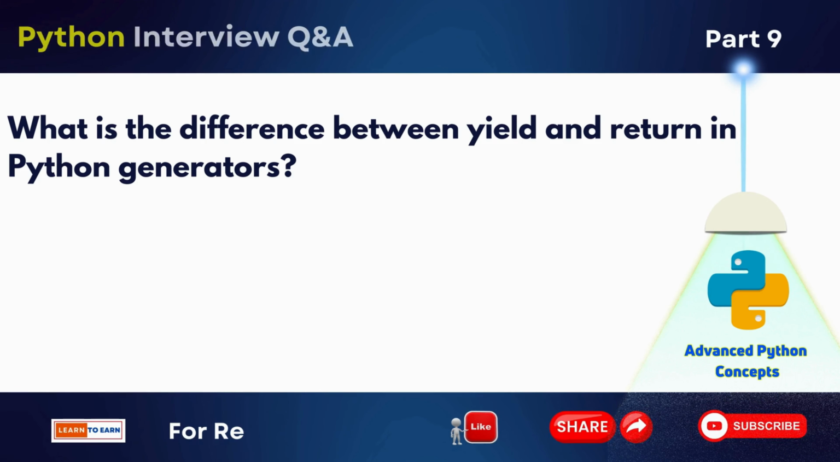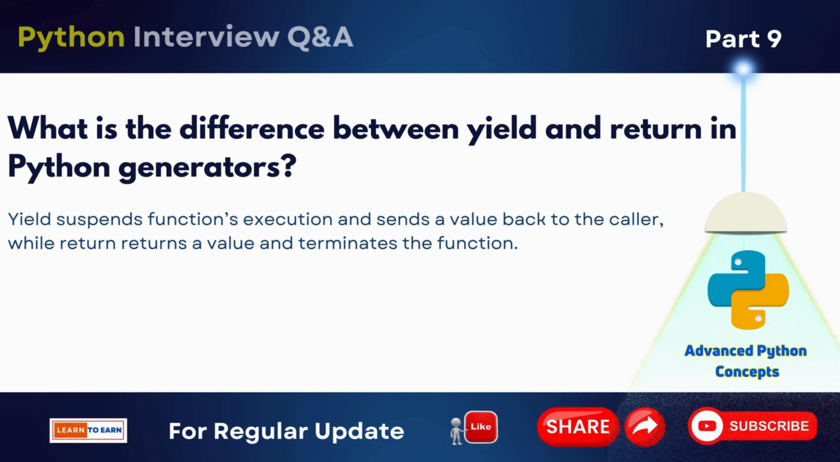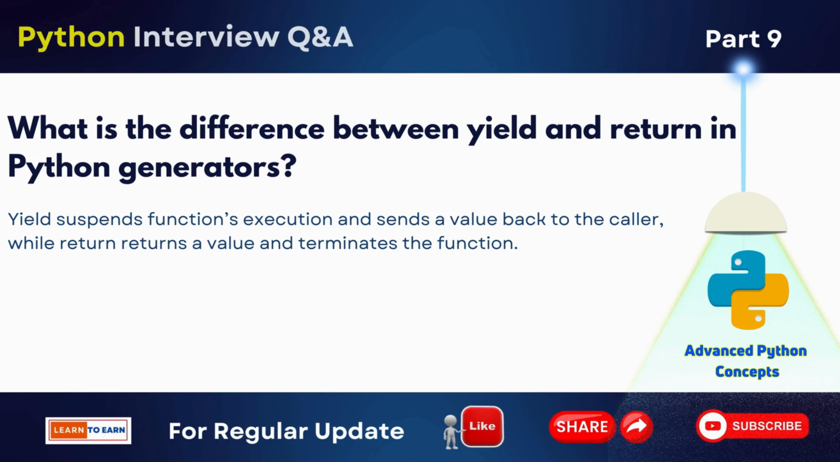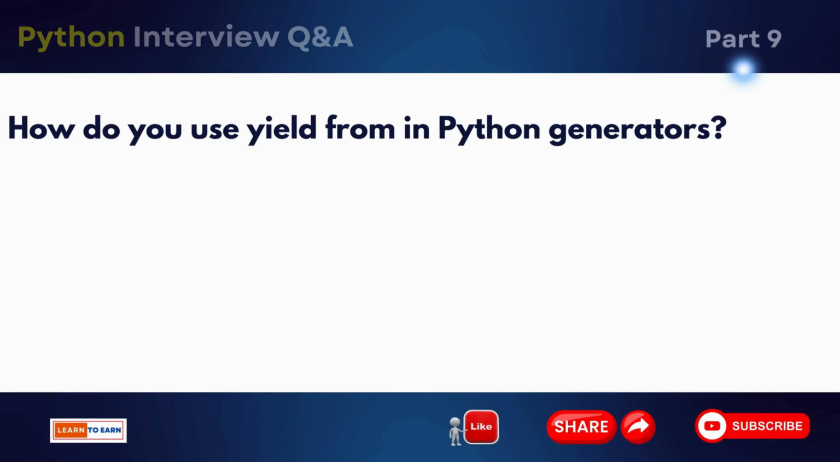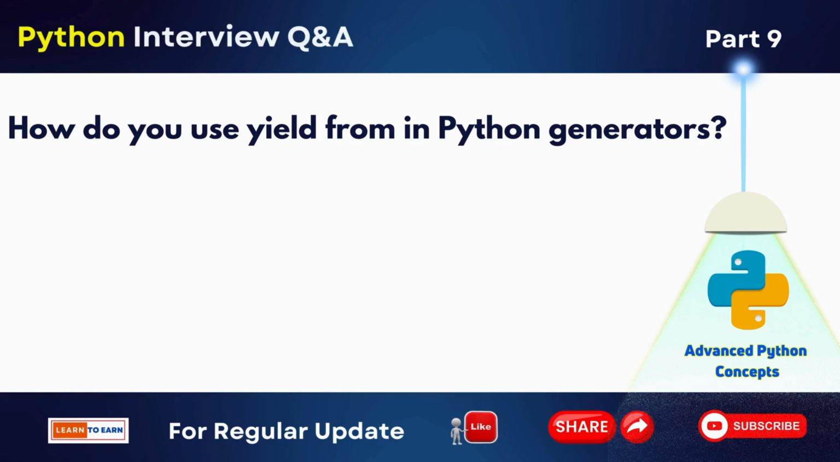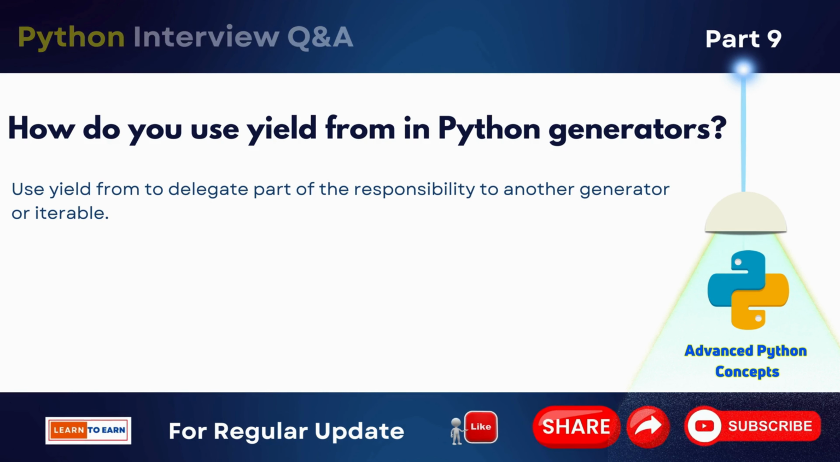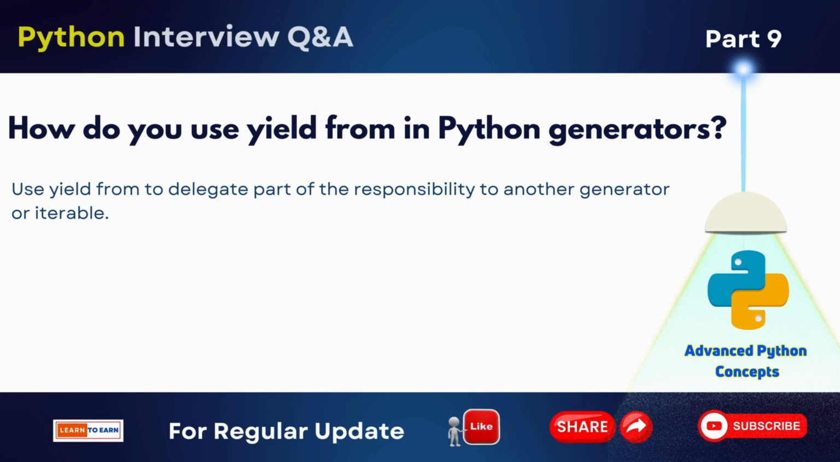What is the difference between yield and return in Python generators? Yield suspends the function's execution and sends a value back to the caller, while return returns a value and terminates the function. How do you use yield from in Python generators? Use yield from to delegate part of the responsibility to another generator or iterable.